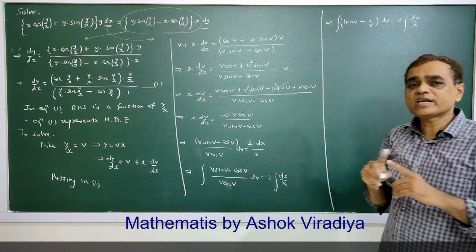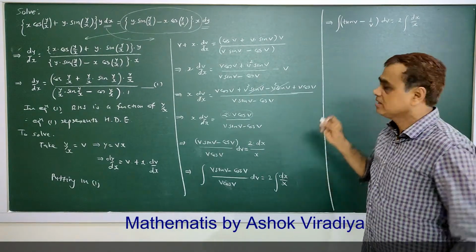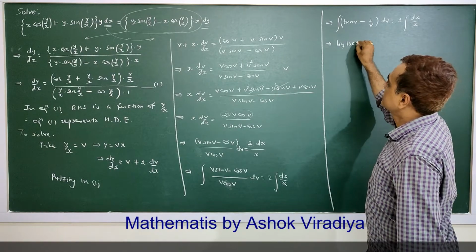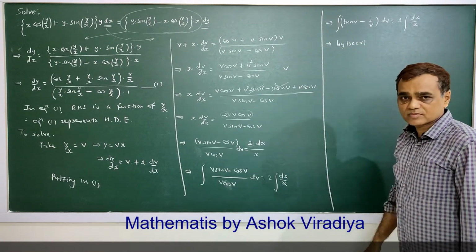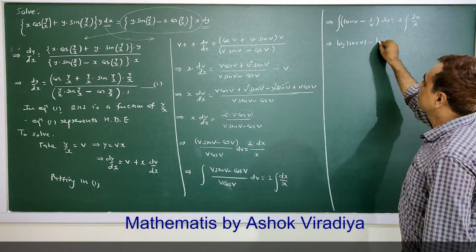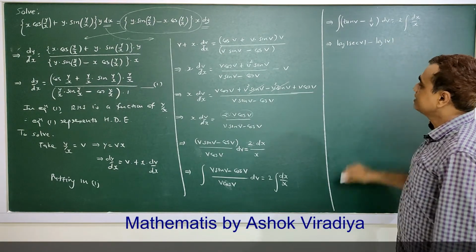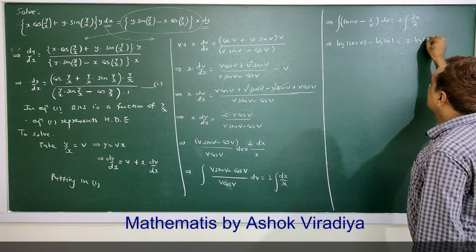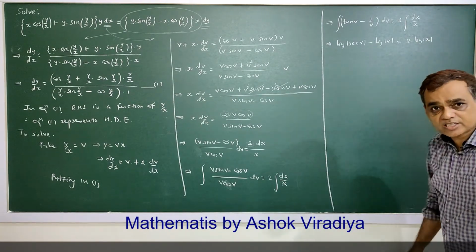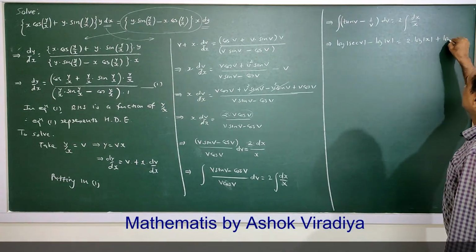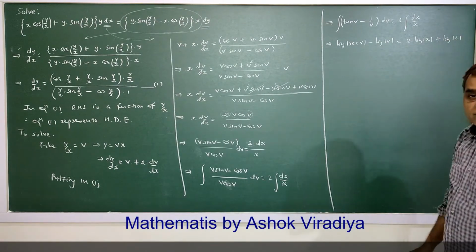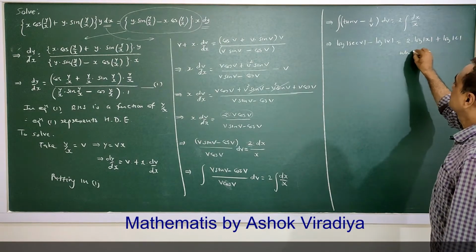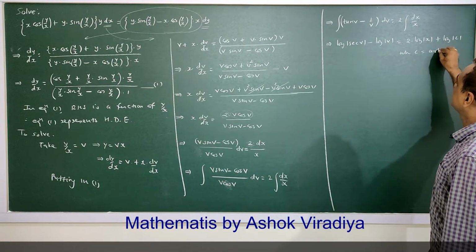So now it is very simply integrable. The integral of tan v is log of modulus sec v, minus the integral of 1 upon v, which is log modulus v, equal to 2 times log of modulus x, and the constant we keep as log of modulus c, where c is an arbitrary constant.